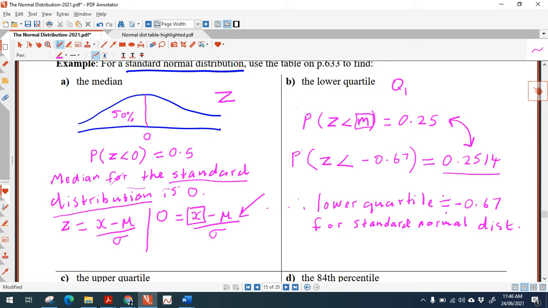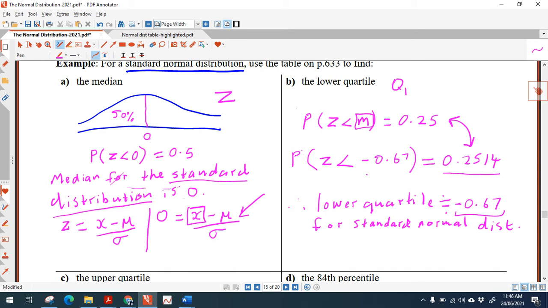You'd put your Z score of negative 0.67 where the 0 is in this case. They have to give you the mean, they have to give you the standard deviation, and then you could work out the X score which corresponds to this particular Z score. And that X score would be your actual lower quartile. So just be aware that this lower quartile is for the standard normal distribution.